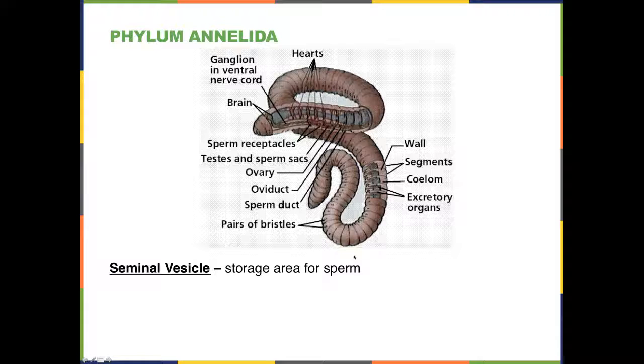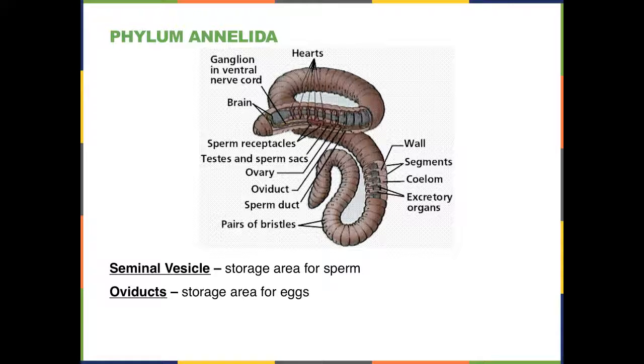The worm has a storage area called the seminal vesicle. The seminal vesicles store sperm, and they also have these sperm receptacles, which take sperm from another worm. They have an ovary and an oviduct, with which they produce eggs. So if they receive sperm from another worm, they can fertilize those eggs and produce new worms. They can also fertilize other worms themselves, and that's what's meant by hermaphroditic.